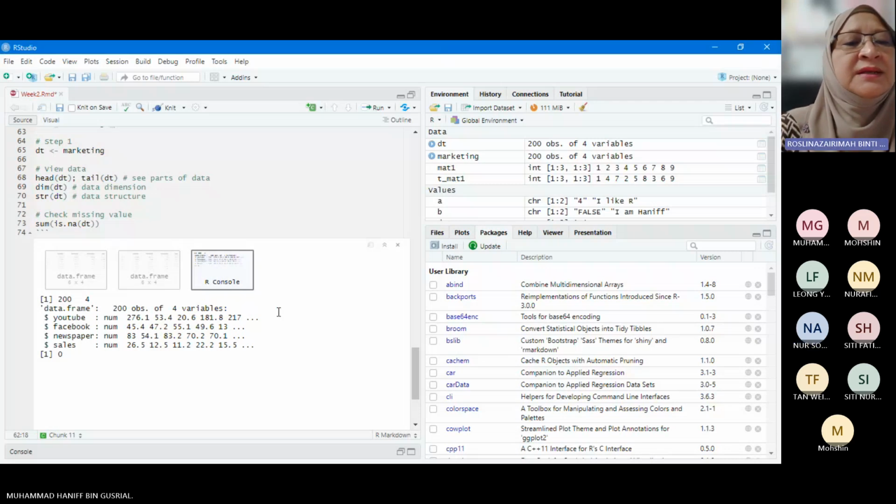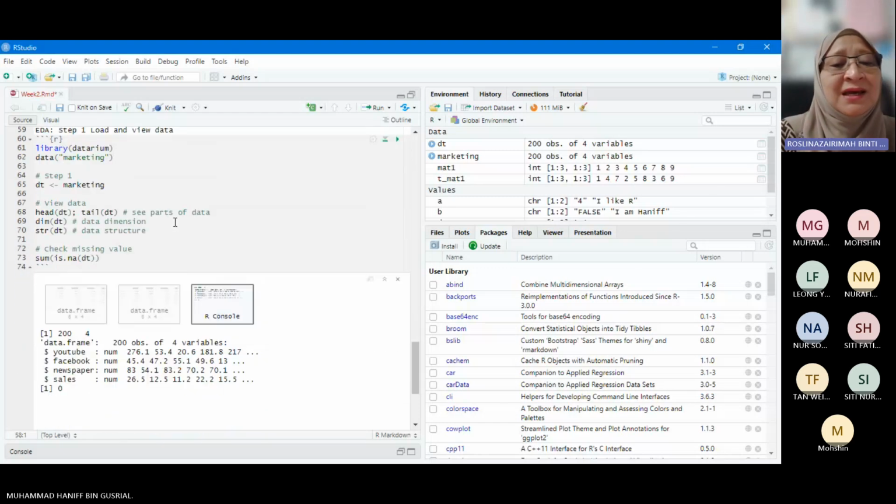Okay, and the last one, check missing values. Sum is.na DT. Does your data have any not available data? The answer is 0. Okay, see the last line, 0. So that is why if you want a clear output, you separate your code each line so that it's not hiding in the outputs. Let's try separating that.